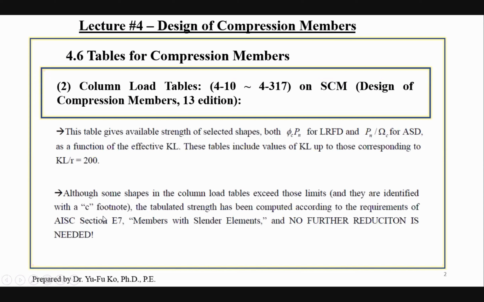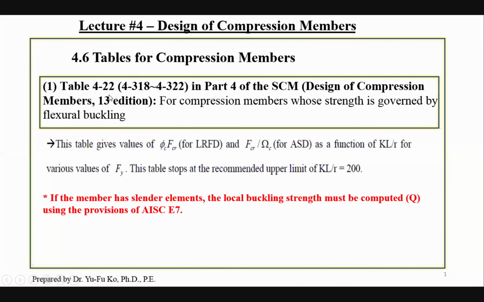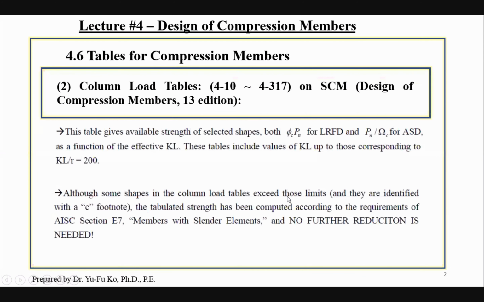If you see some shape with the footnote c, it means they already calculated it based on the AISC equation, section E7, members with slender elements. So no further reduction is needed. But if you use table 4-22 and you have local buckling, then you need to calculate the Q factor to figure out the strength, F_cr.